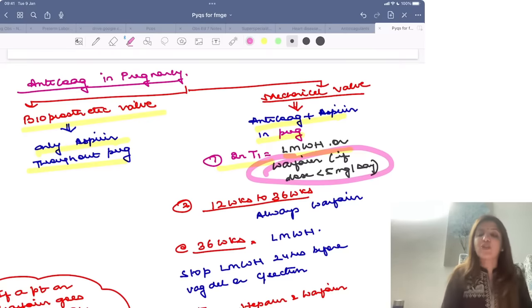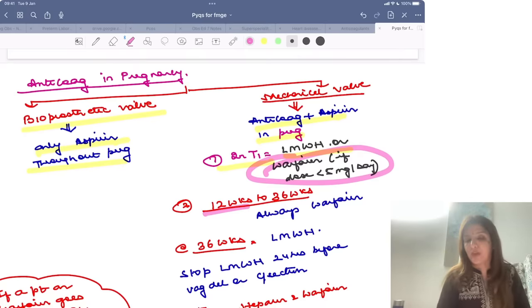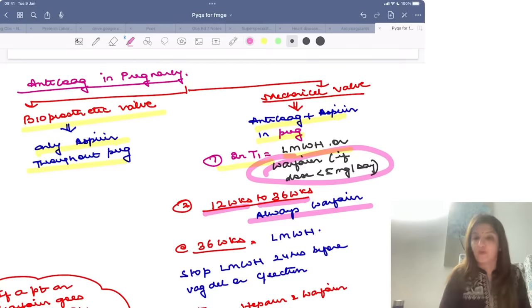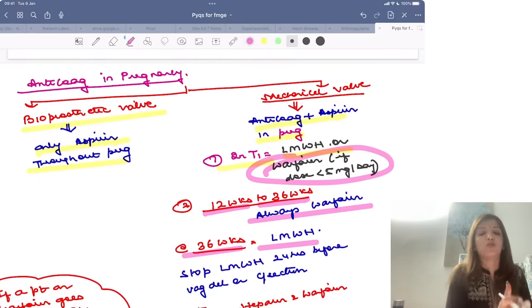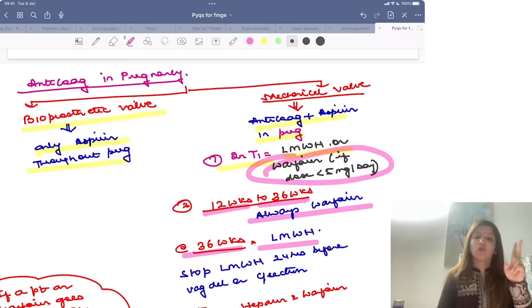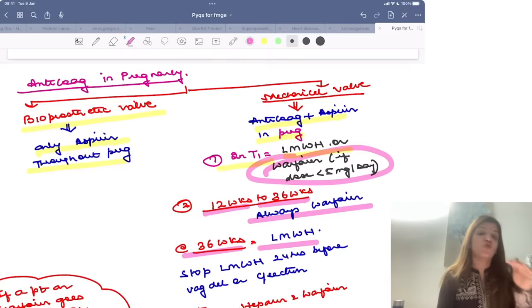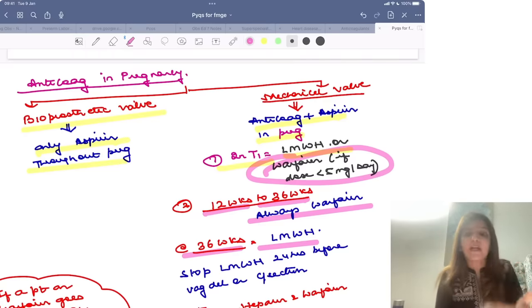Right? Now, as soon as the first trimester is over and the patient comes to 12 weeks, then between 12 weeks to 36 weeks, all pregnant females with mechanical valves are given warfarin. Then at 36 weeks, you are going to change and again put her on low molecular weight heparin. Why? Please remember two basic differences between warfarin and heparin. Warfarin can cross the placenta. That is a big problem with warfarin, but warfarin is a very strong anticoagulant drug and pregnancy is a hypercoagulable state. Because pregnancy is a hypercoagulable state, I need a strong anticoagulant.